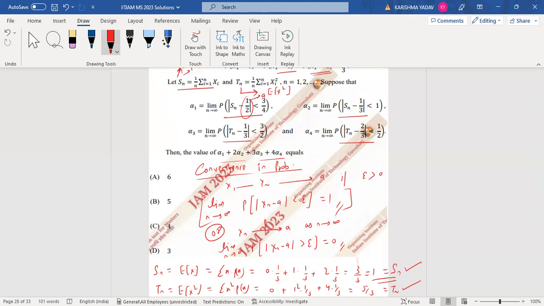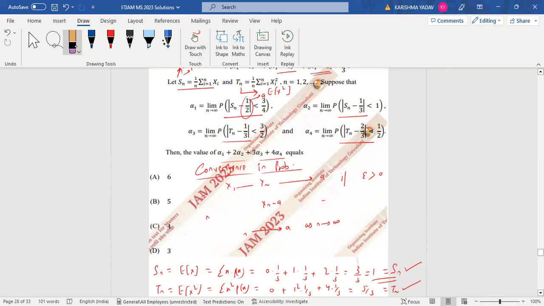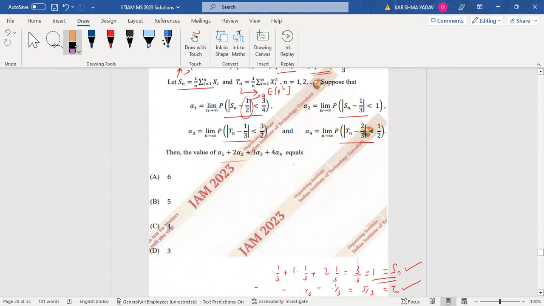I have got my Sn and Tn. Now let's take these by 1 and 1. Let me erase the definition of convergence in probability. Now let's look at this alpha 1. What is it saying? It is written that alpha 1 is equal to... So we have Sn equal to 1 and Tn equal to 5/3.